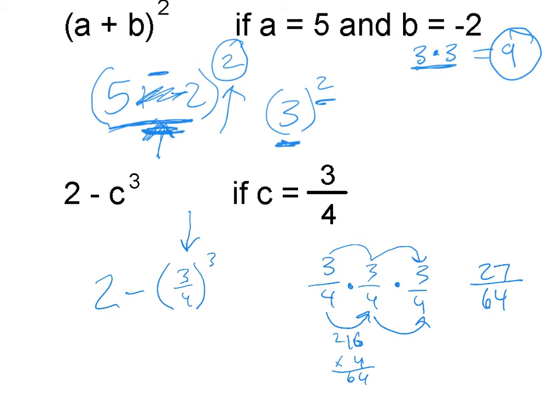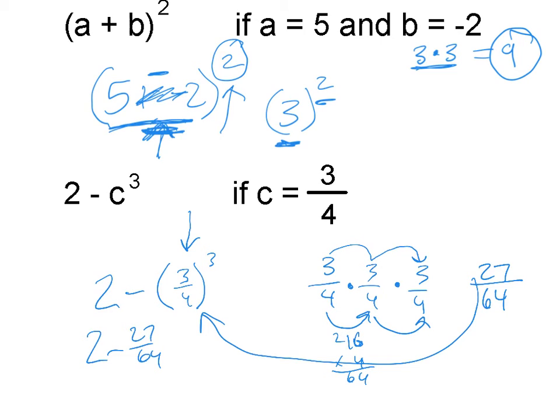Can we divide those by the same number at all? I don't think we can. 27 can divide by 3, but 64 can't. So that's it. That's our answer. But we're going to put that now right here. 2 minus 27 over 64. How can we do that?